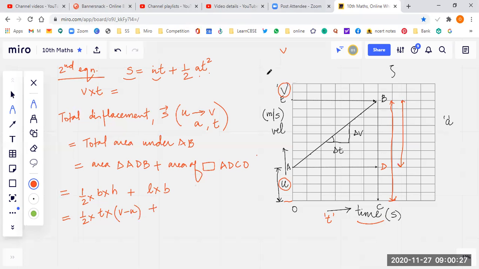Now students, what is the length? I'm talking about this rectangle. Let us say OC is the length. So OC is equal to time t. And what is the breadth of the rectangle ADCO? Breadth is DC. DC is equal to AO, which is the initial velocity u. From there, you will get the formula. I can write ut first, plus, now you see students, now v minus u. Already I know the value for v minus u. Do you remember what was the value for v minus u?